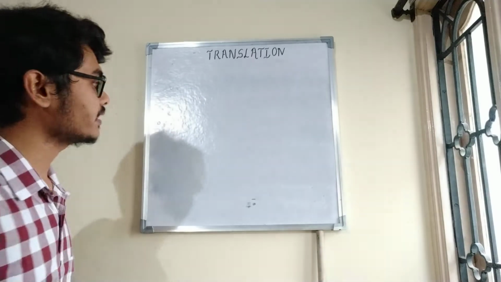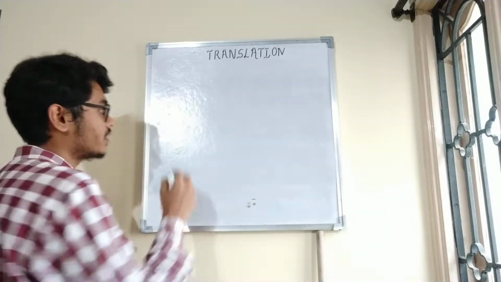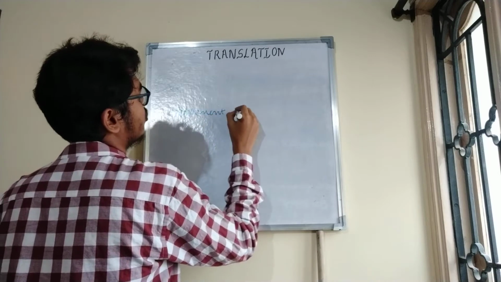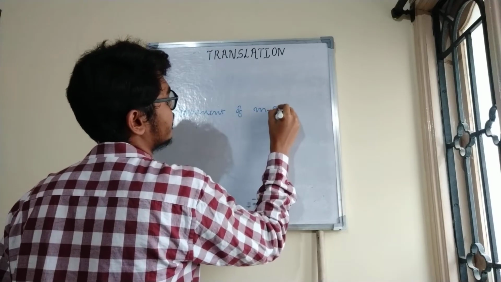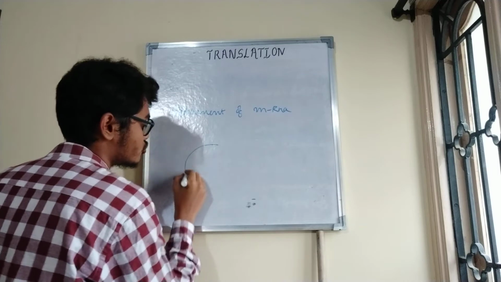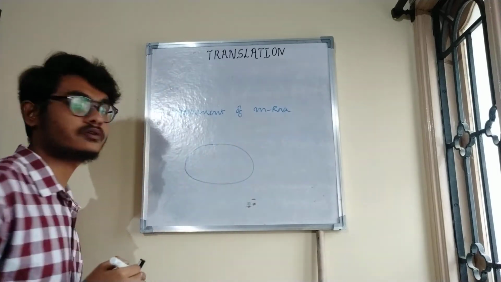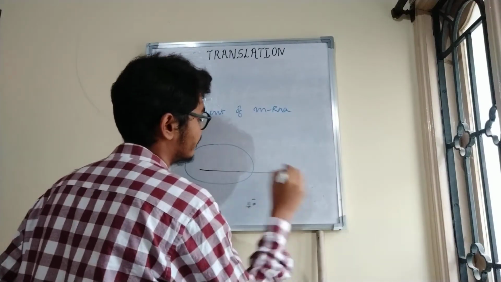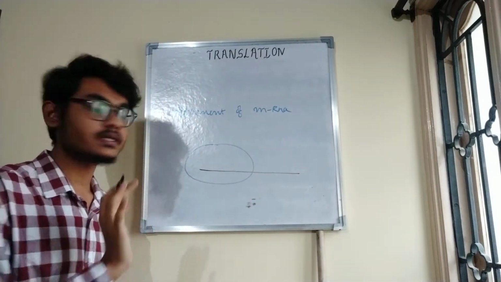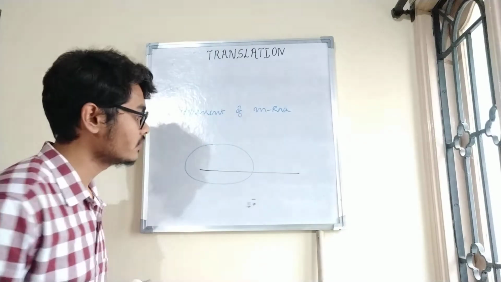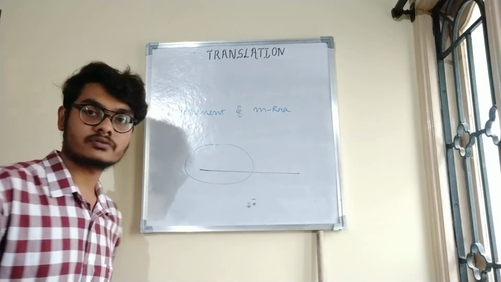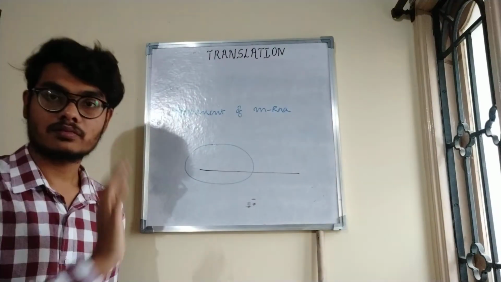The next step is the attachment of mRNA. What happens? This is the smaller subunit of the ribosome. Here the mRNA comes and binds. This is what happens in the attachment of mRNA. It will be having mRNA binding site, right? So the mRNA comes and binds to the smaller subunit. That's what takes place here.